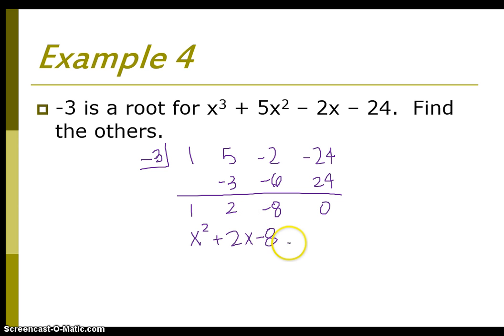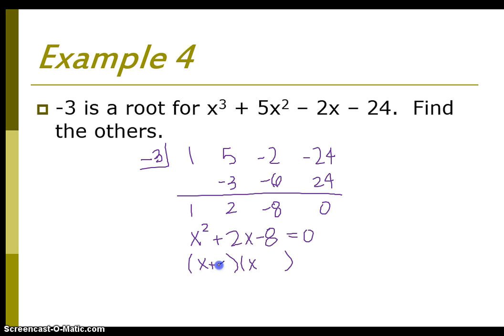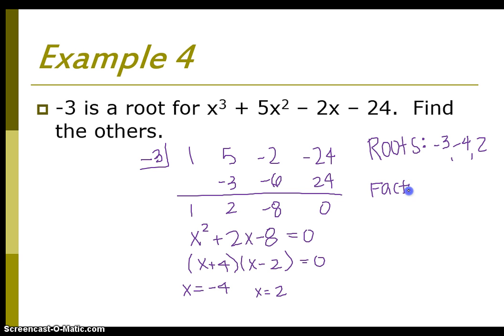minus 8. So to find my other roots, I'm setting that equal to 0 and solving that. So I'm going to get x plus 4 and x minus 2 equals 0, which is going to give me x equals negative 4 and x equals 2. So my roots are negative 3, negative 4, and 2. My factors are x plus 3, x plus 4, and x minus 2.